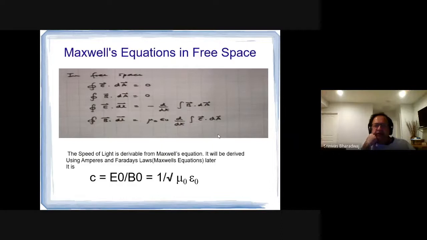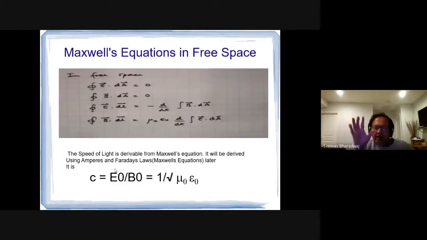Now, in free space, using Maxwell's equations, the speed of light can be derived to be 1 by square root of mu naught epsilon naught. C is the speed of light, 3 times 10 to the power of 8 meters per second, which is equal to 1 by square root of mu naught epsilon naught, where mu naught is the constant you use in magnetism, and epsilon naught is the permittivity of free space which you use in electrostatics. So using these two, you can derive the speed of light.